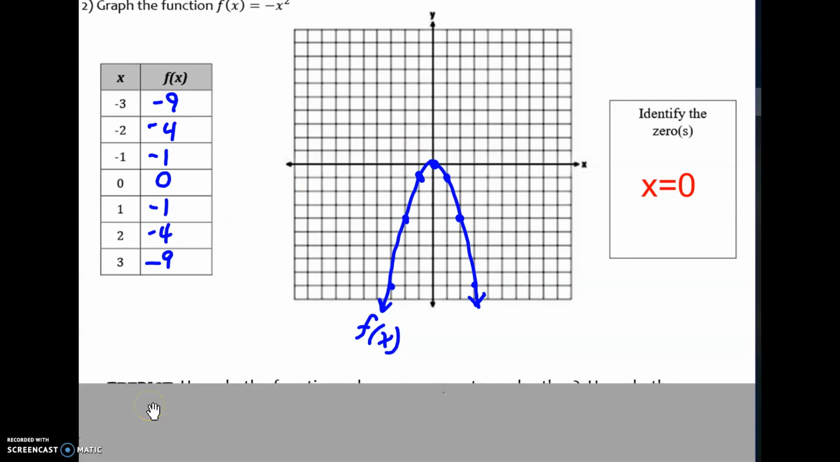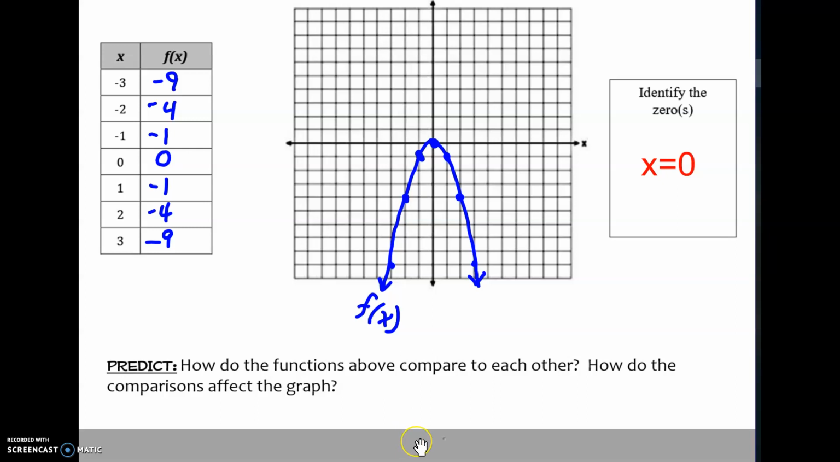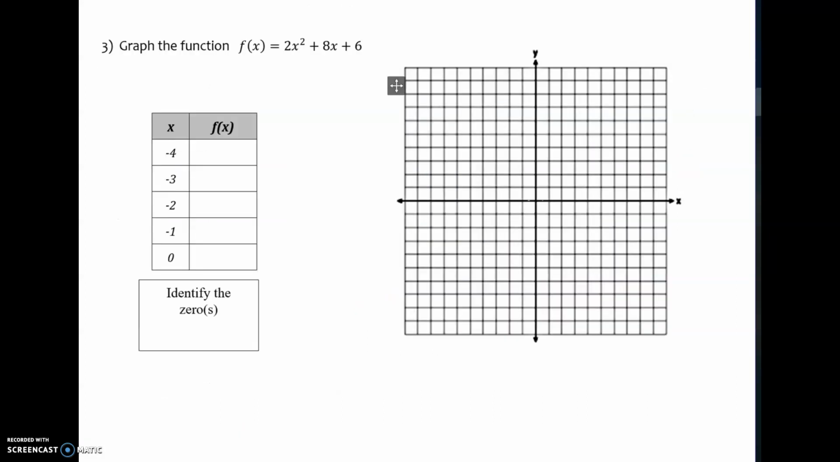Here's the graph of f of x equals negative x squared. You'll notice that this one also has a root at 0, 0. It also has a vertex at 0, 0. But this time, this graph looks like it seems to be facing a different direction. Now, I'd like you to predict, how do the functions above, both the first and second on this page, compare to each other? How do the comparisons affect the graph? We will get back to your prediction in a little bit, but for now, let's practice more graphing.